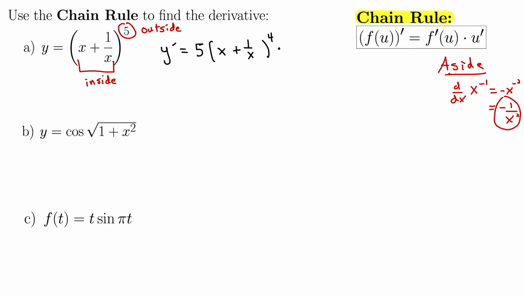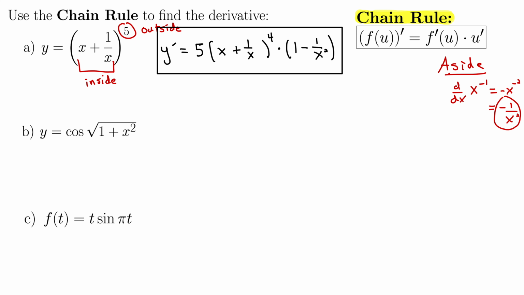Okay, so now back to our part A, our example here. We now multiply by the derivative of the inside. So times, well, derivative of x is 1. And then we just decided that the derivative of 1 over x is minus 1 over x squared. All right, and there we go. There is the derivative. Let's try part B.